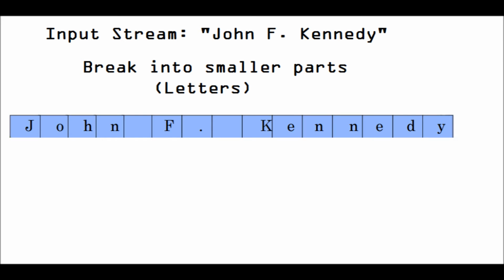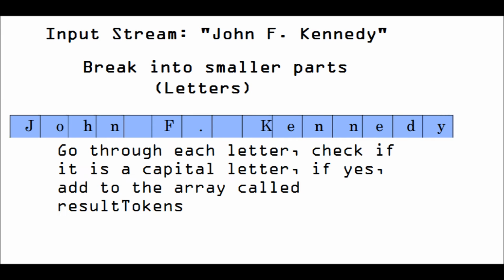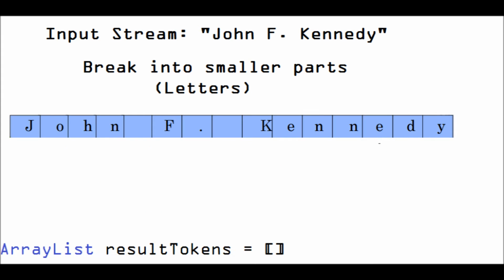So here we go. We've taken that monolithic string and broken it down into its individual characters. So the way we're going to go about analyzing this string is we're going to go through each letter, check if it's a capital letter, and if it is, we're going to add it to an array list called result tokens. There's our array list of result tokens. It's empty right now.